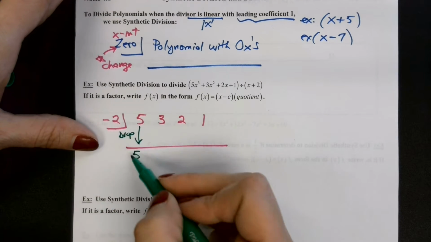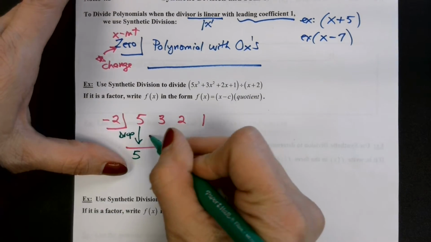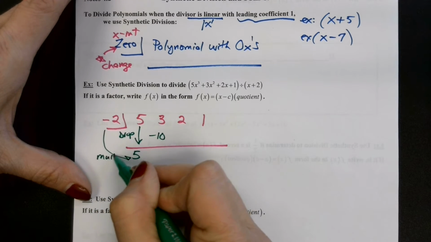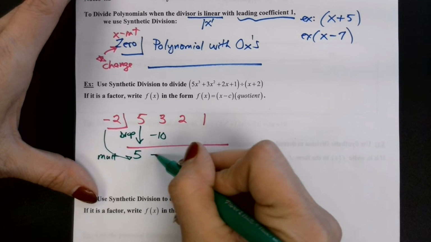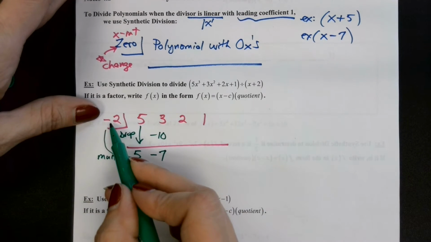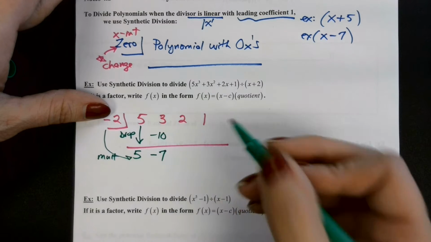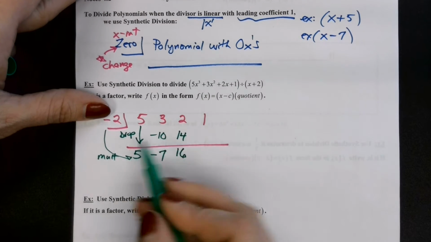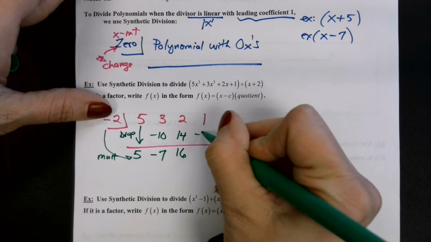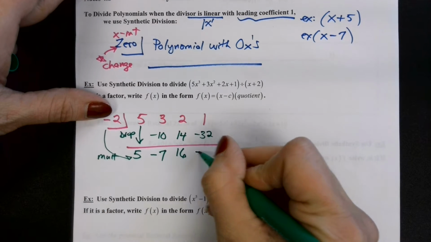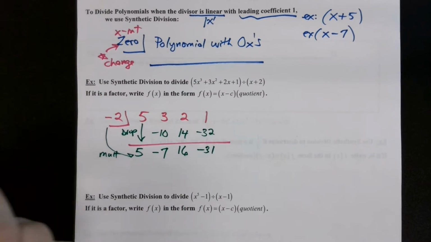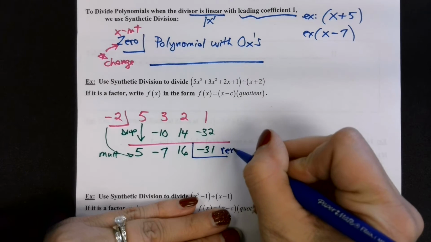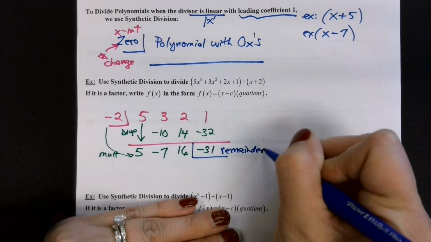Now we're going to multiply. -2 times 5 is -10. Then we add these together to get -7. Now -2 gets multiplied by -7 to make 14. You add these together to get 16. -2 times 16 is -32, and we have -31. So right here, this last number I like to box off, this is the remainder.